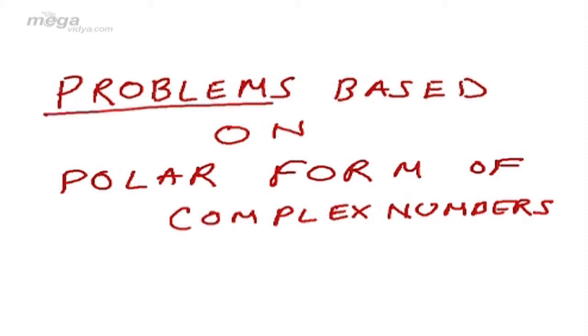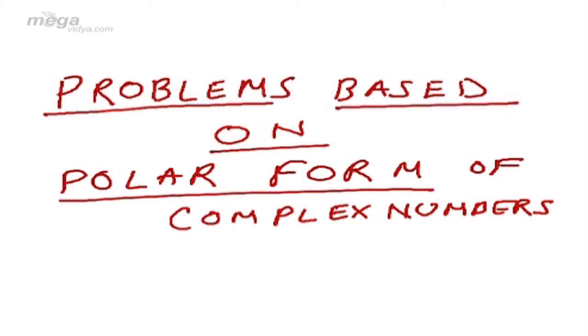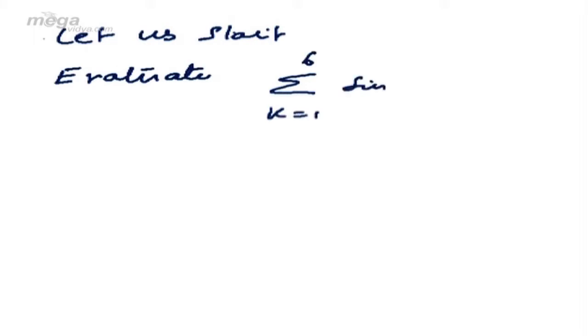Problems based on polar form of the complex numbers. Let us start. Evaluate summation of k equals 1 to 6 of sin(2πk/7) minus i cos(2πk/7).